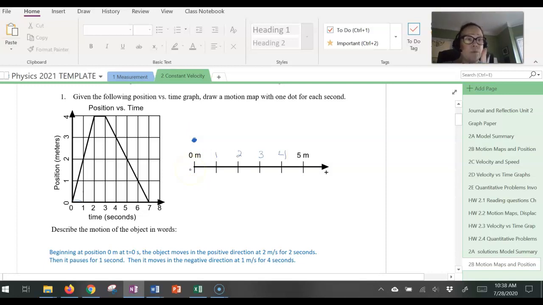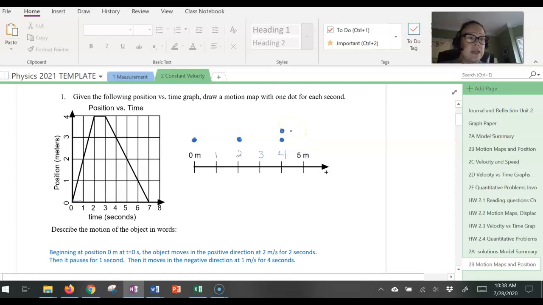My next dot will be for time 1 second. And I look over here on the position versus time graph. The position at time 1 second is at 2 meters. At 2 seconds, the object is at position 4 meters. Then, at time 3, it's still at position 4 meters. So the dots stack, right? The position did not change, but time went on, and so I need to keep the dots moving.